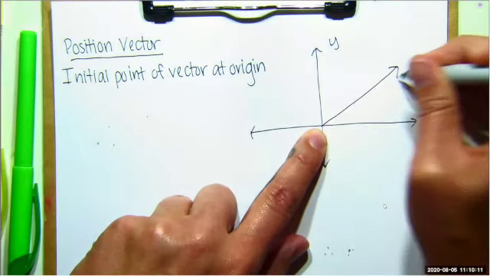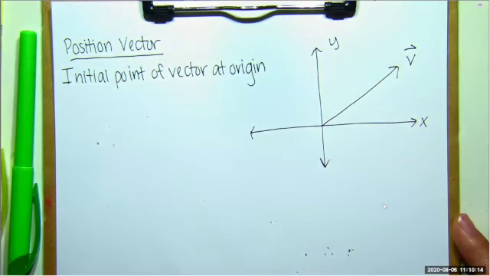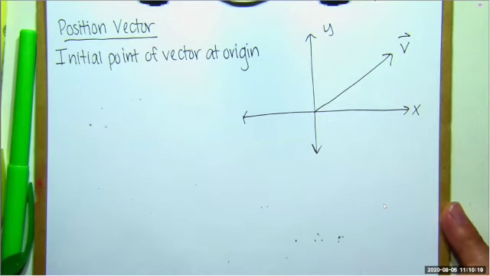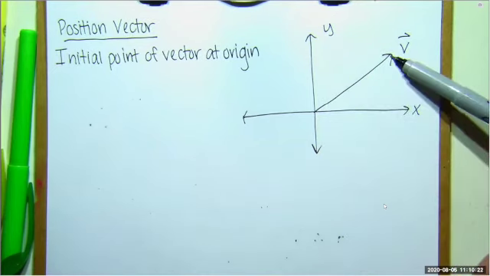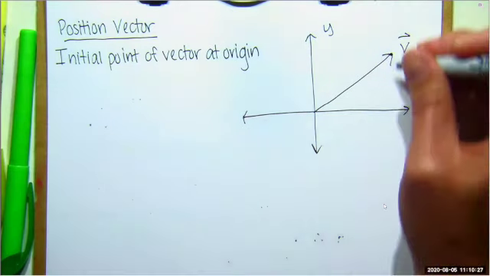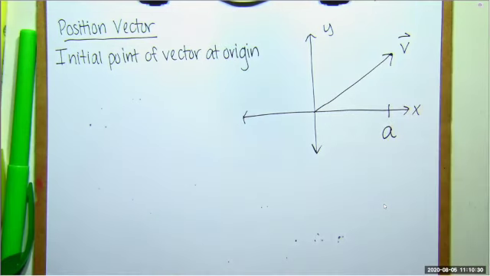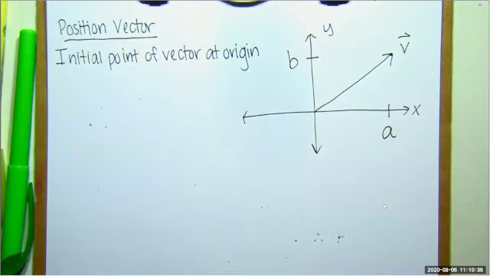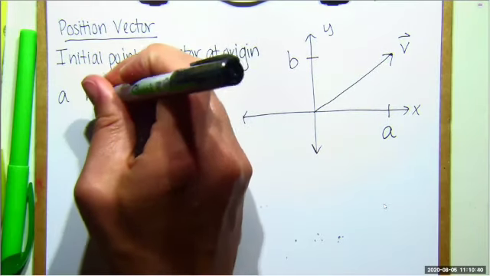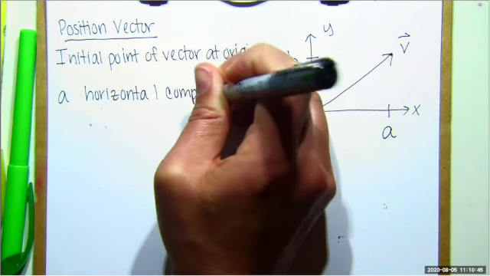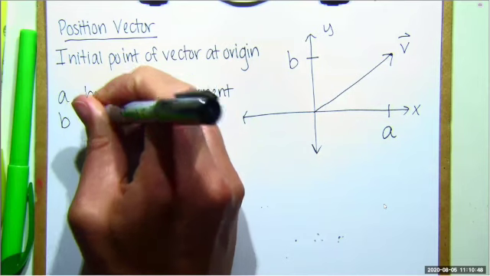So here's some vector v. Instead of just having it float out in space somewhere, we put the initial point at the origin. Now remember, this is the entire vector. It ends right here. So now we're going to measure two things. We're going to measure A, the horizontal component of the vector, and B, the vertical component of the vector. A is the horizontal component, and B is the vertical component.